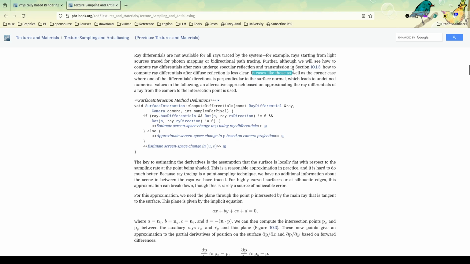In cases like those, as well as corner cases where one of the differential's direction is perpendicular to the surface normal, which leads to undefined numerical values in the following, an alternative approach based on approximating the ray differentials of the ray from the camera to the intersection point is used.